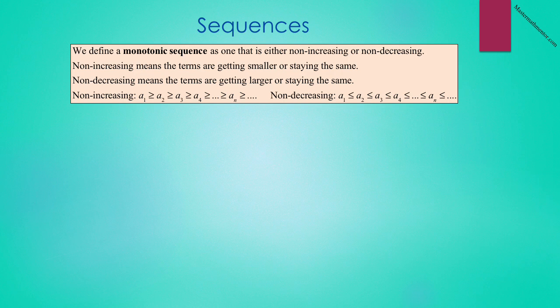Finally, some definitions. We define a monotonic sequence as one that is either non-increasing or non-decreasing. Non-increasing means the terms are getting smaller or staying the same, while non-decreasing means the terms are getting larger or staying the same. So in non-increasing, a sub 1 is greater than or equal to a sub 2, which is greater than or equal to a sub 3, etc. And in non-decreasing, a sub 1 is less than or equal to a sub 2, which is less than or equal to a sub 3, etc.